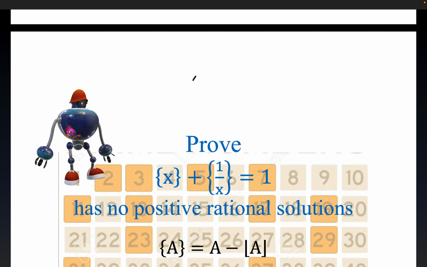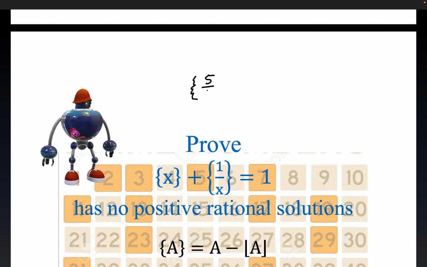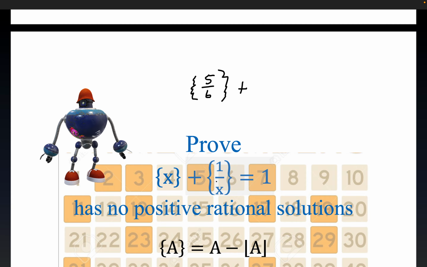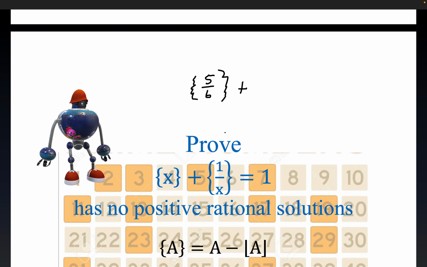Let's work a concrete example of this one before we actually prove it for the general case. Now these curly braces indicate the fractional part of a rational number. Okay, so let's take a look. So 1 over 5/6 would be 6/5, right?